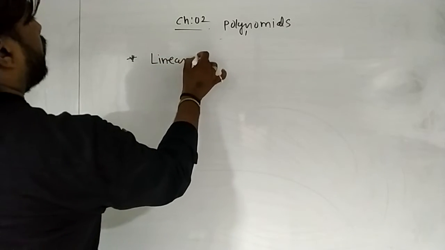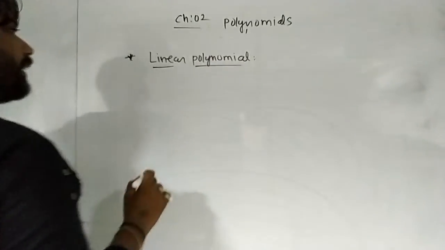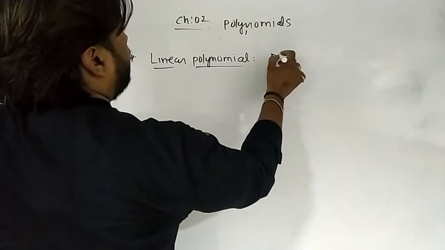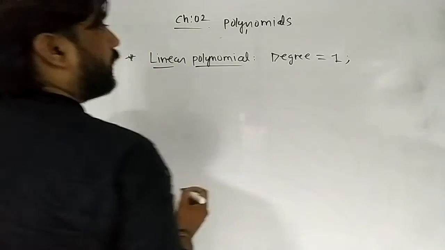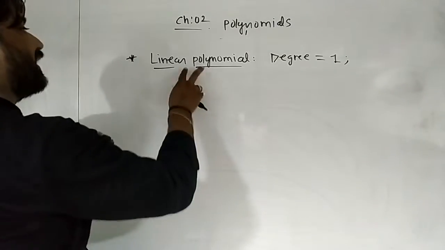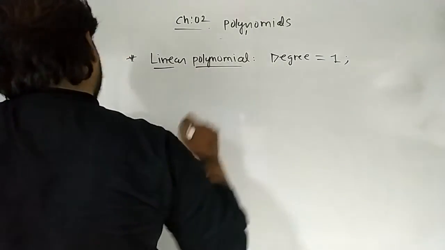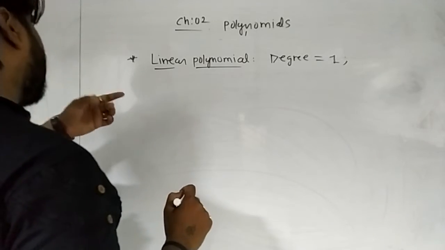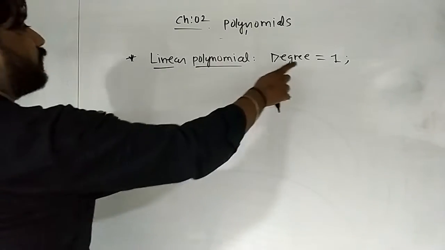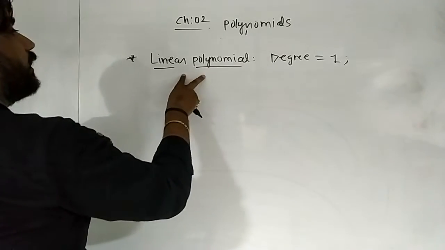Linear polynomial. So first of all, linear polynomial किसे कहते हैं? If the degree of the polynomial is 1, then it will be known as a linear polynomial. It means जो भी polynomial की डिग्री 1 हो, डिग्री means what? Highest power of the polynomial. If the highest power of the polynomial is 1, then the degree is 1, it means it is a linear polynomial.